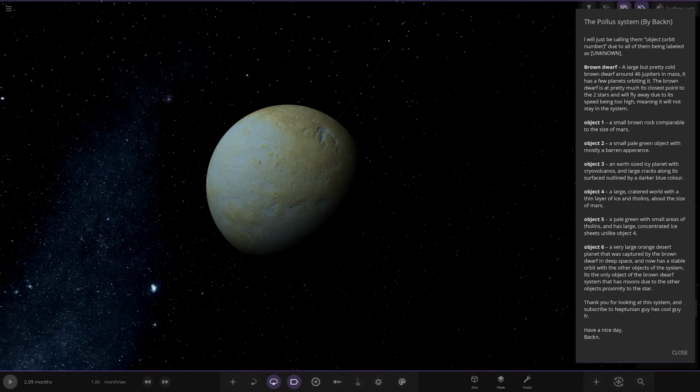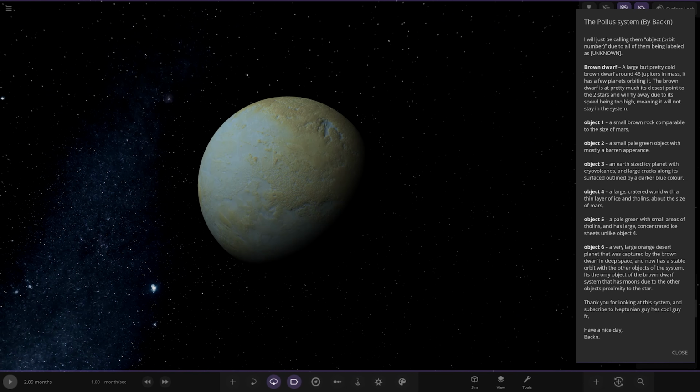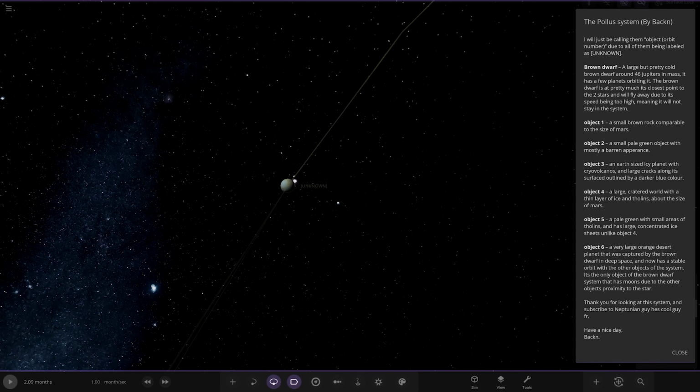And then Object 6, a very large orange desert planet that was captured by the brown dwarf in deep space. It now has a stable orbit with the other objects in the system. It's the only object of the brown dwarf system that has moons due to the other objects orbiting close to the star.